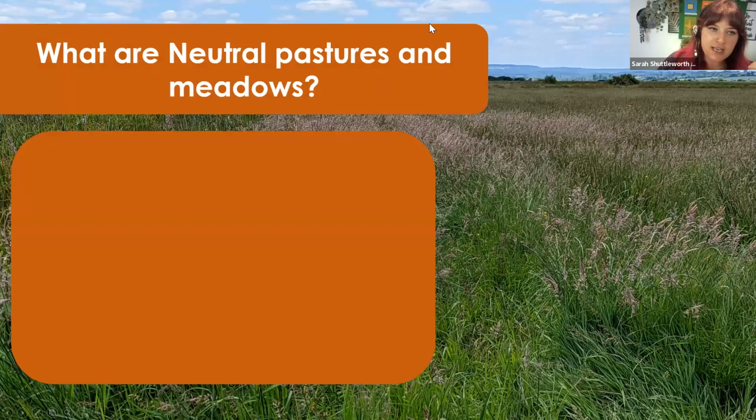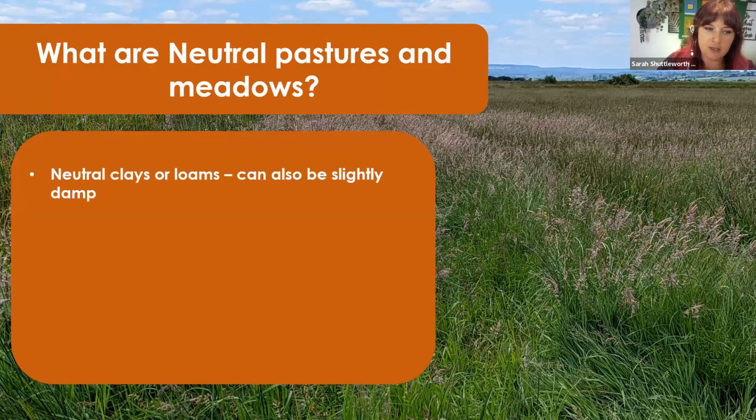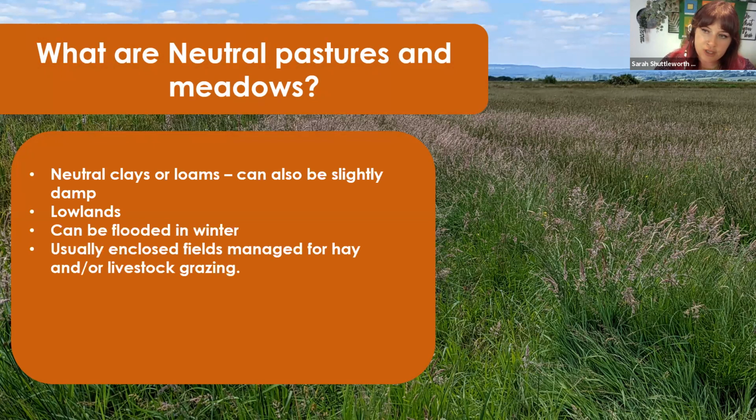So then if we move on to the next category, the neutral pastures and meadows, again, as I said, very, very similar in a lot of ways. Again, it's going to be on neutral soil, so clays or loams, and it can actually also be slightly damp. Again, we're talking about the lowlands, so not above the 400-metre mark. And again, these can also be flooded in winter. They're usually enclosed fields managed for maybe hay and or livestock grazing of some kind. So if it's on a traditional management regime, it might be cut for hay in the middle to late summer and then grazed over winter.